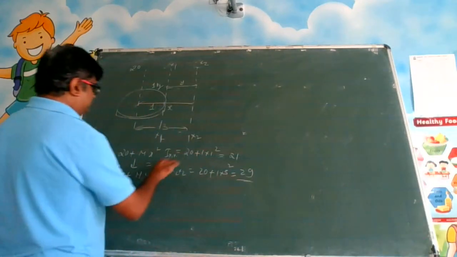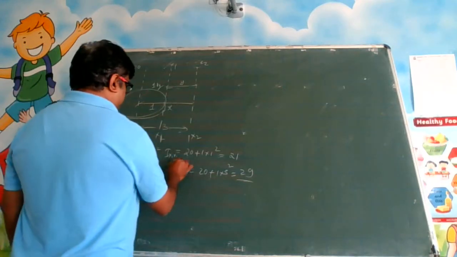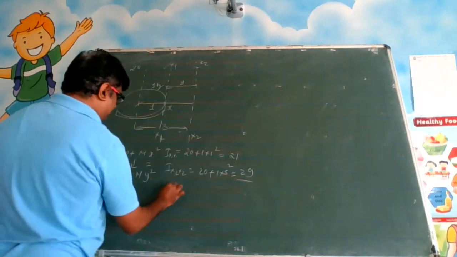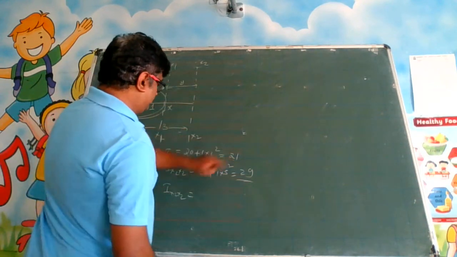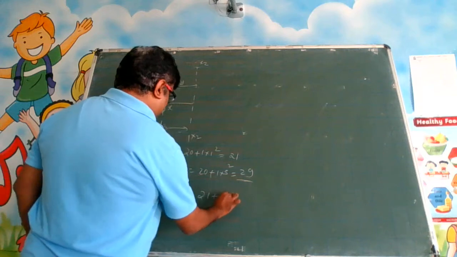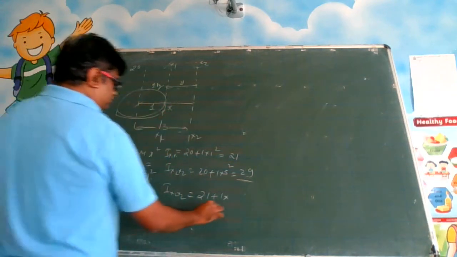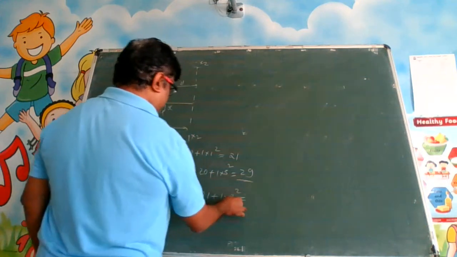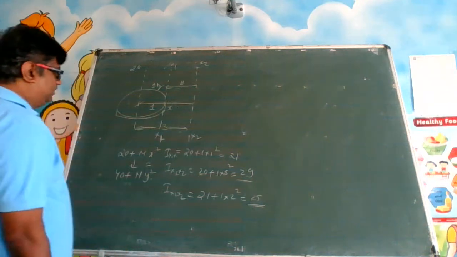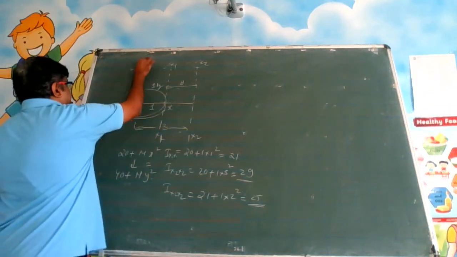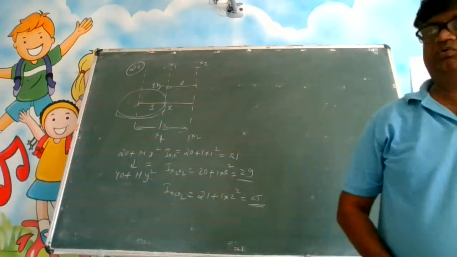You have to put ICG. So if you calculate I x2, x2 from this value, how much did you get? 21 plus 1 into, what is the gap between these two? 3 minus 1, 2. So you are getting 2 square, 4 plus 21. You are getting 25. No? You cannot do that. Every time you have to calculate from the CG only.